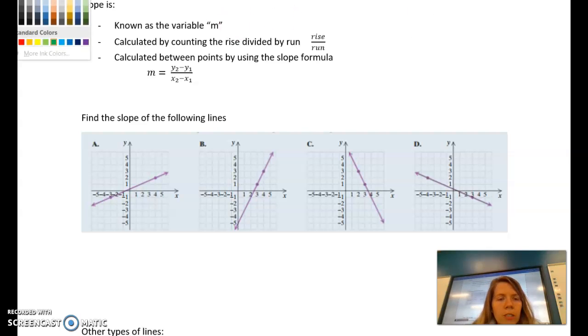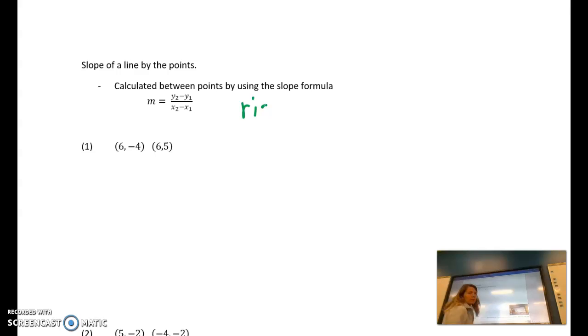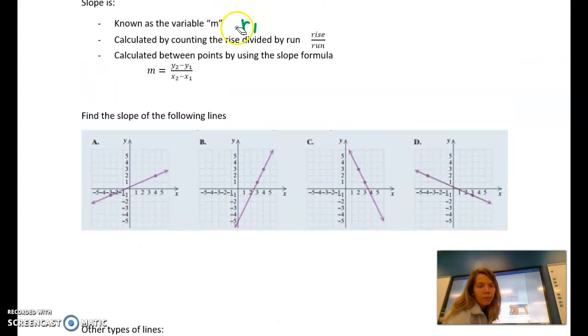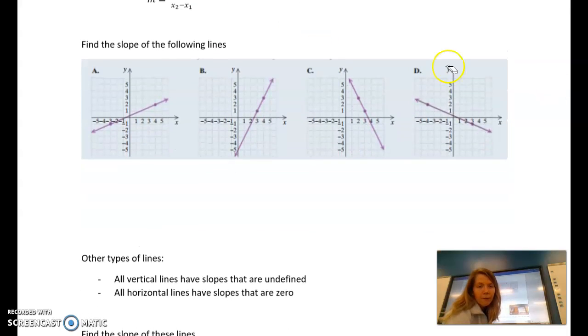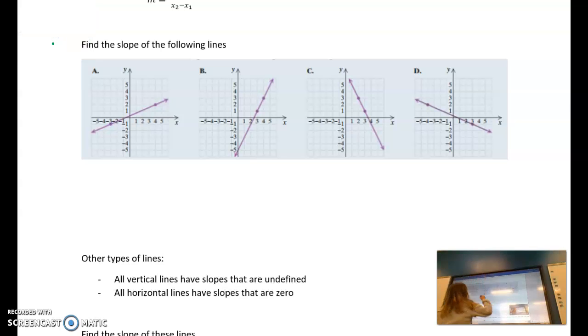So our first set that we want to go over is find the slope of the following lines. Okay, so because we're on a graph, we can count the rise divided by our run. So let's go ahead and do that for each and every one of these. And remember, you can pause the video if you need it. So slope again equals rise over run. So m equals, now let's go ahead and count it.